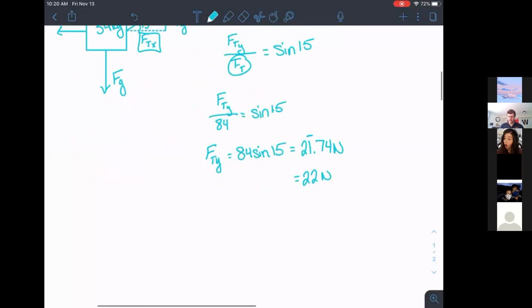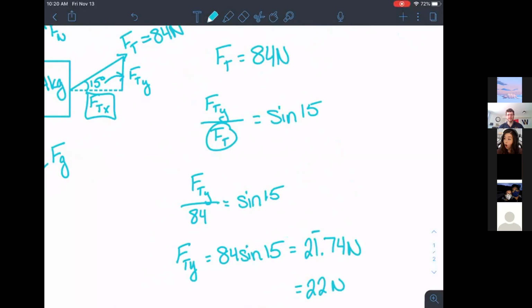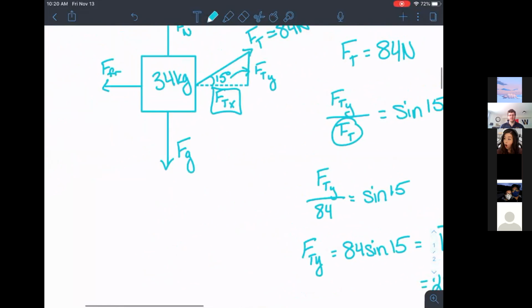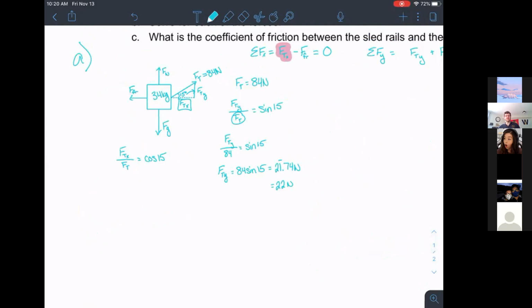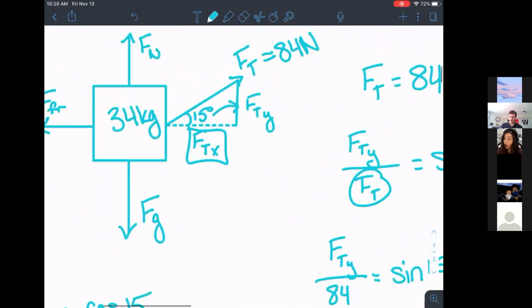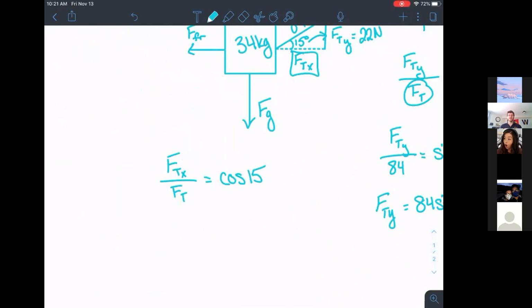All right. So now we solve for FTY. How do I get FTX then? Cosine of 15. Exactly. So I have FT in the x direction over my force of tension equals cosine of 15. Could you do a squared plus b squared equals c squared? You could also solve it with a squared plus b squared equals c squared, because at that point you have this one and you have this one. Either way should get you the exact same answer.